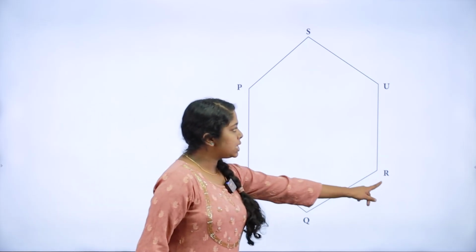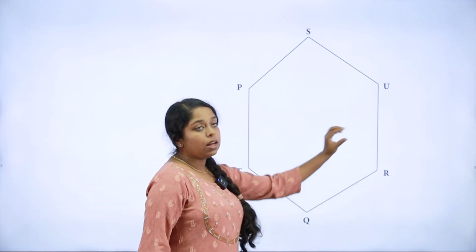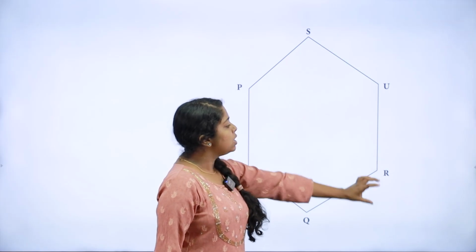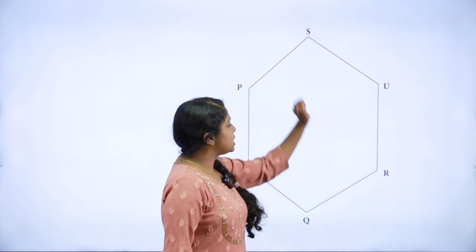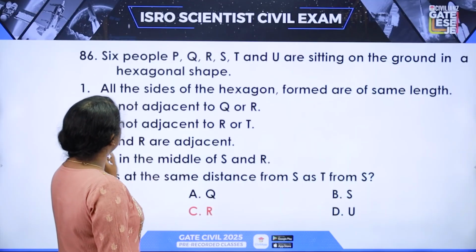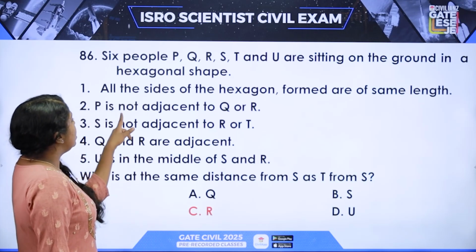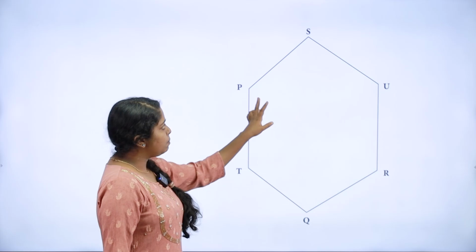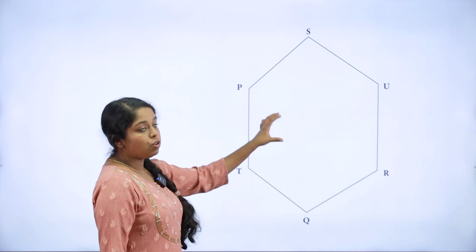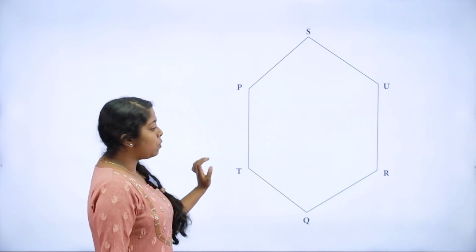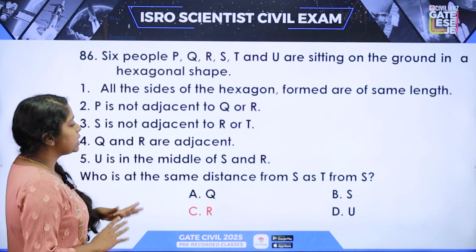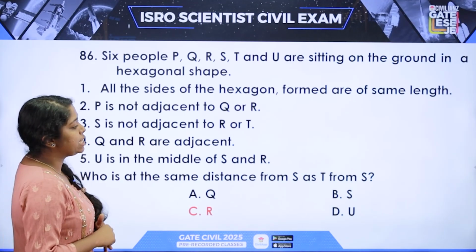We know that R is here, so we can place U over here and S obviously over here, so that the U is in between S and R. From the next first one, P is not adjacent to Q or R. So if we are placing P in a suitable position, the most accurate one is over here. So from this, the question is that who is at the same distance from S as T from S?